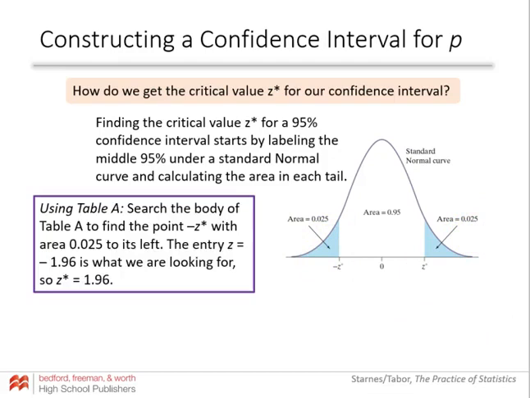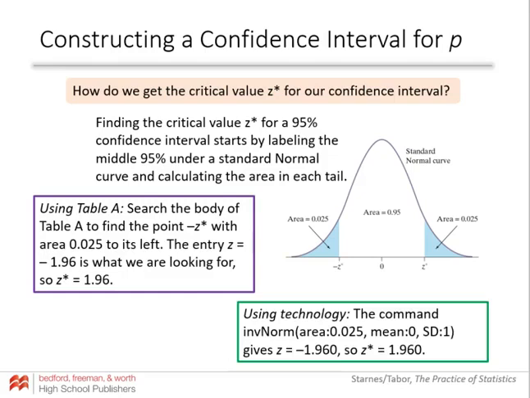You can use table A, but we haven't really used table A. It's the more old school method. I would go with the technology. Since we want an area of 0.025, we're going to use that inverse norm. It's going to give you a negative z-score because we're to the left of the mean, but for z star, we're always going to use the absolute value of that. So our z star would be 1.96.